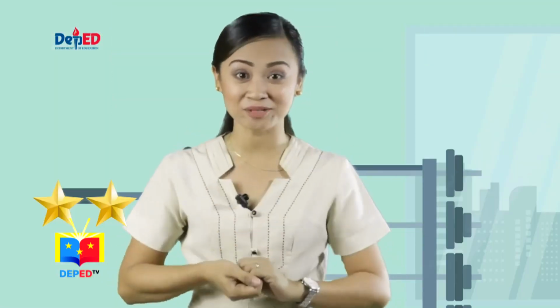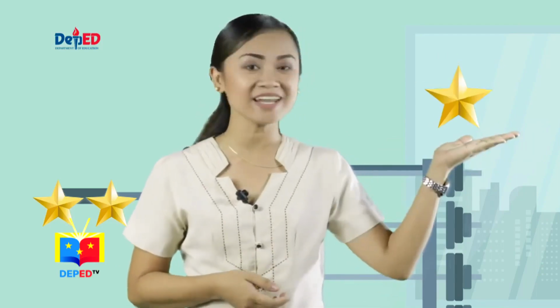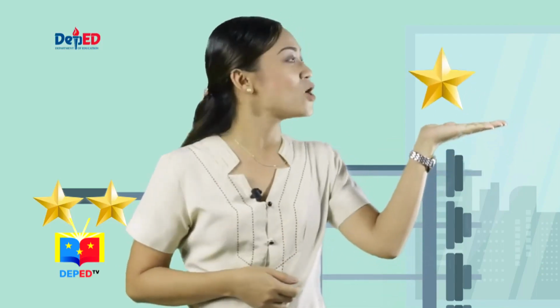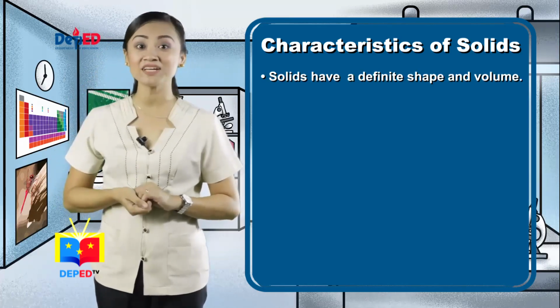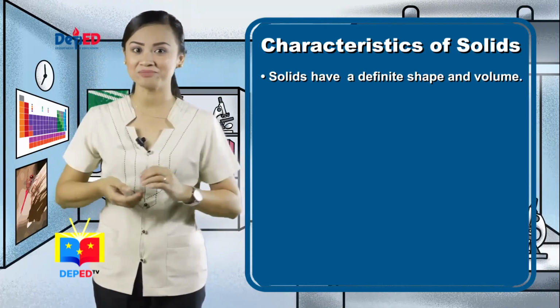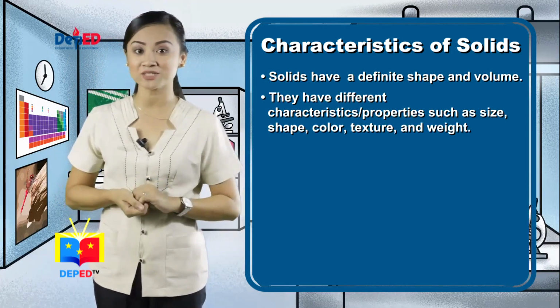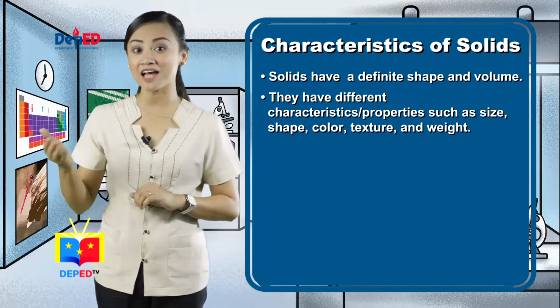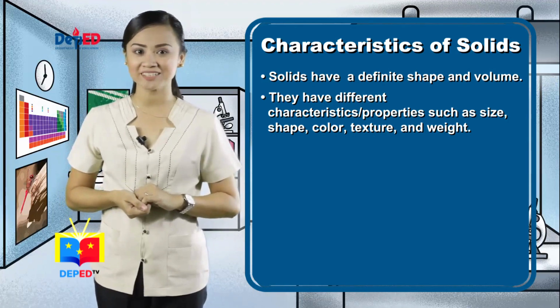Did you get all of the items right? If you do, it's time for you to gain your third and last star. Always remember, solids have a definite shape and volume. You can hold solids. They have different characteristics or properties such as size, shape, color, texture, and weight.